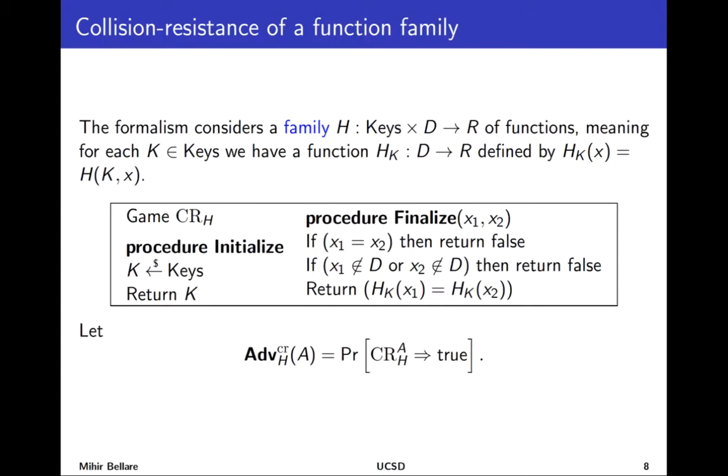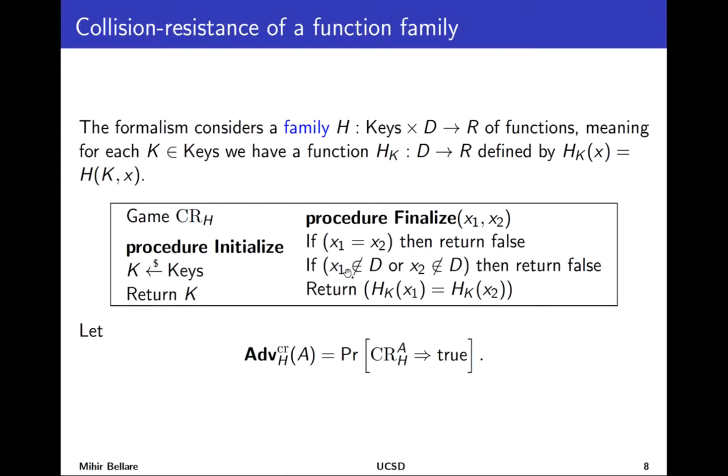So how does it do that? Well, fundamentally it checks that if you apply h sub k to x1, you get the same thing as if you applied h sub k to x2, and it returns Boolean true or false depending on whether that holds or not. There are a few auxiliary checks. For example, make sure that the inputs are different, otherwise you have a trivial collision. If they're the same, then the game says, sorry, you don't win.